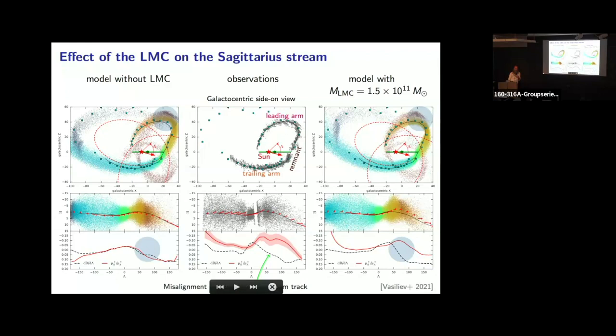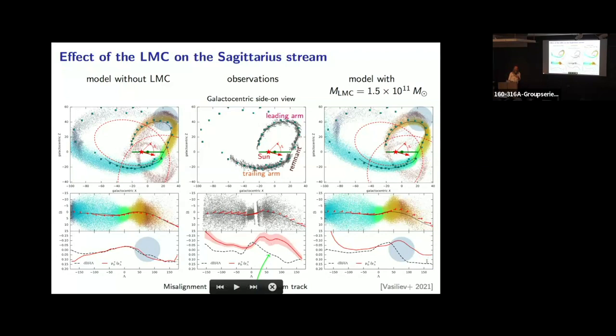And the leading arm of the stream: if you include the LMC in the model of the stream, you can fit it much better than when you don't include it. When you don't include it, the orbit doesn't match the observations. And even more conspicuously, there is also a similar kind of misalignment between the stream track and the direction of the proper motion vectors. Again, you need to include the LMC in order to match this.